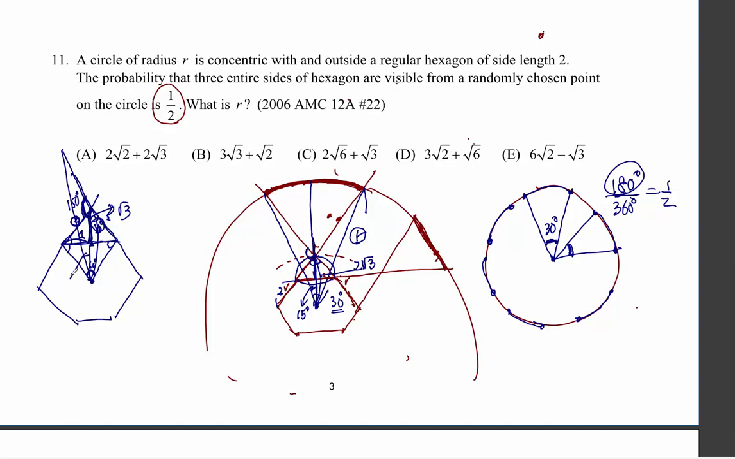Because this is 15, this is also 15, right? So 15 plus 150, 180. This is kind of an isosceles triangle, right? So this is 2 root 3. This is also what? 2 root 3. Is it okay? Alright.